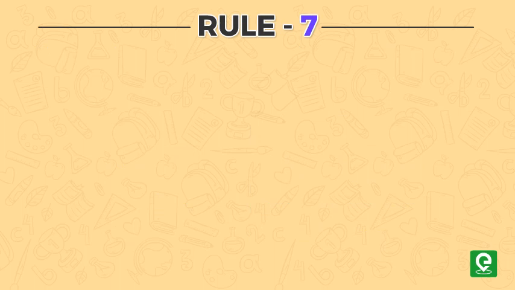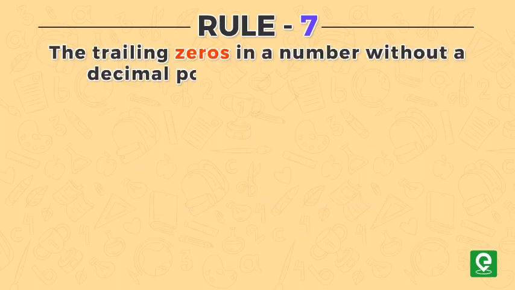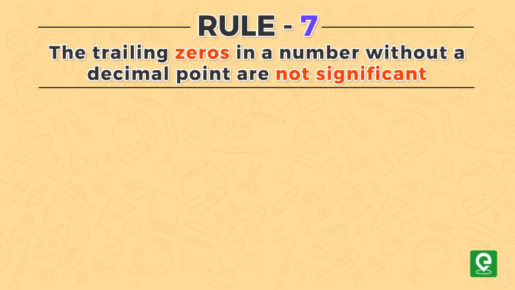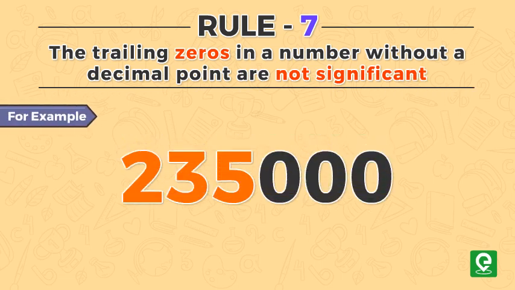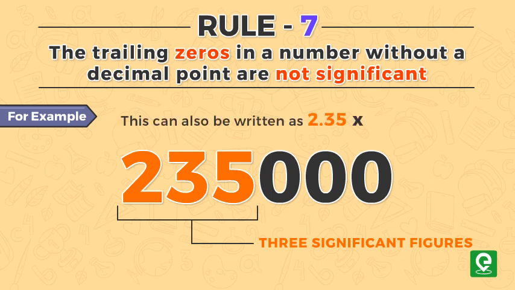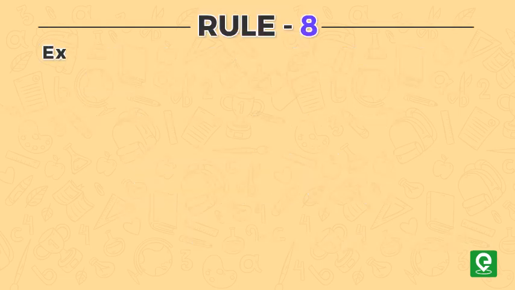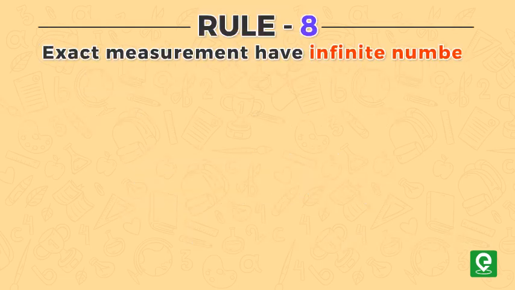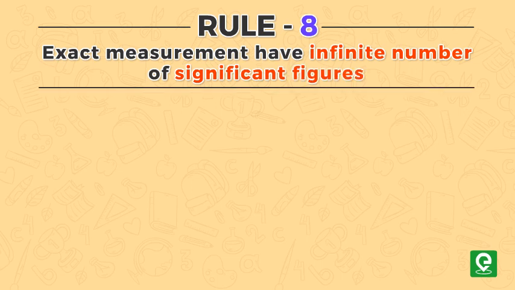Rule number 7. The trailing zeros in a number without a decimal point are not significant. For example, 2,35,000 has 3 significant figures, as this can also be written as 2.35 × 10^5. Rule number 8. Exact measurements have infinite number of significant figures.